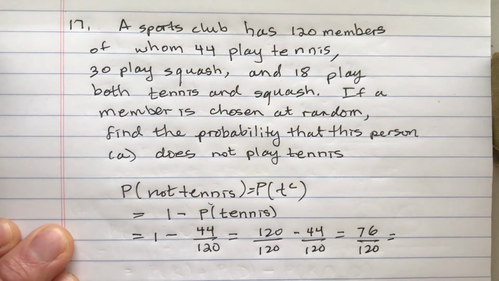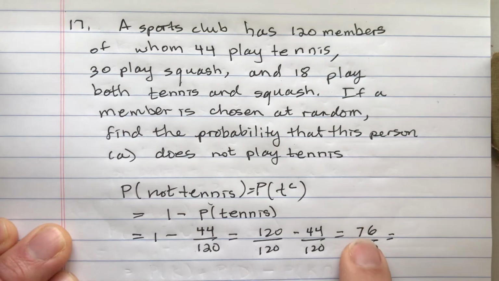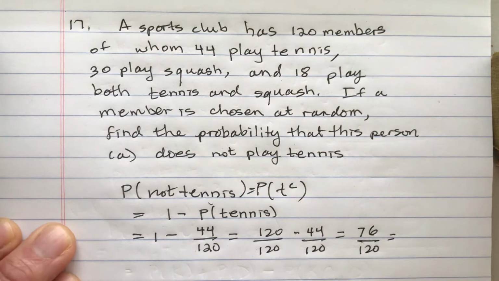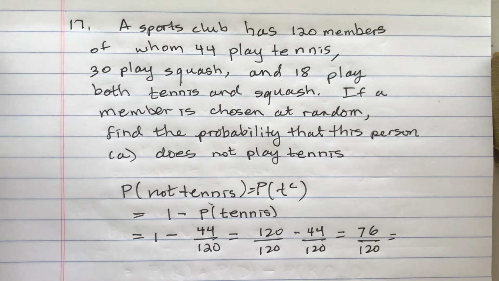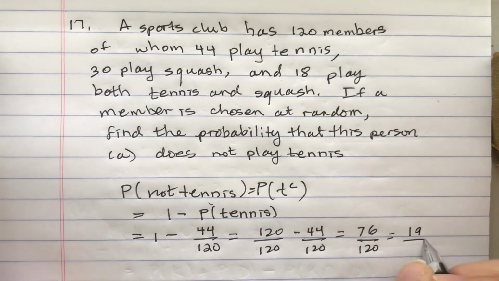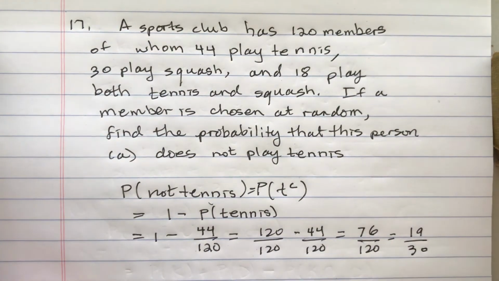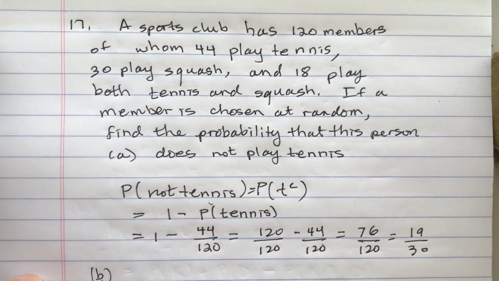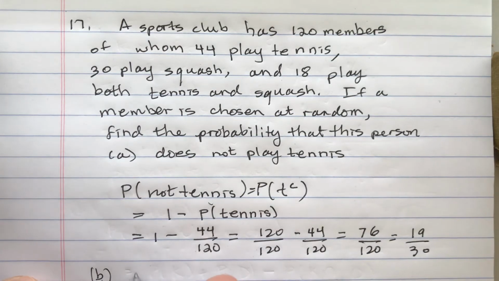And then you have the possibility of trying to reduce the fraction. So that's where I'll make a mistake, maybe. I believe that's 19 over 30, but you can use a calculator, and you can also get a percent out of that. (b) What's the probability not squash?